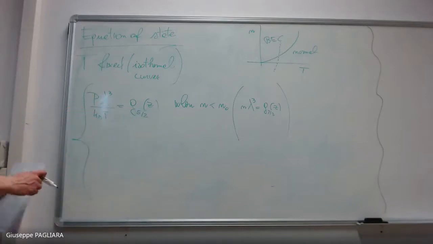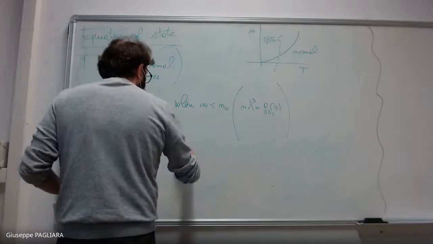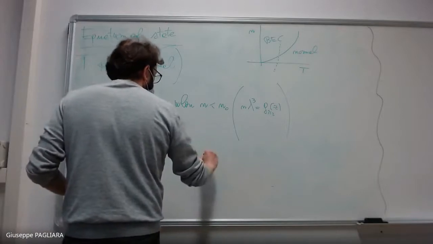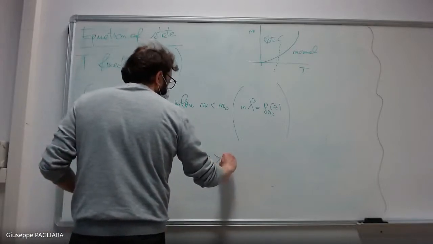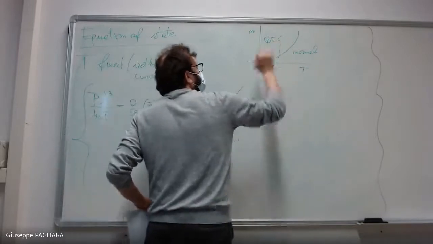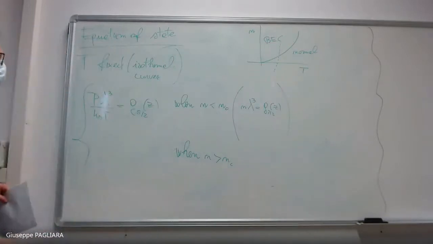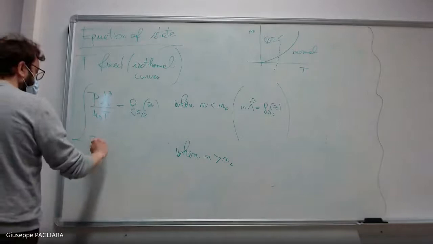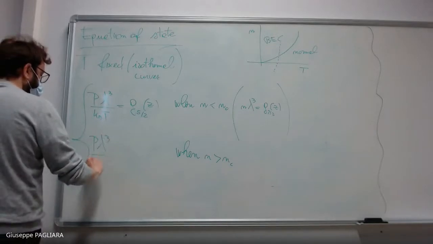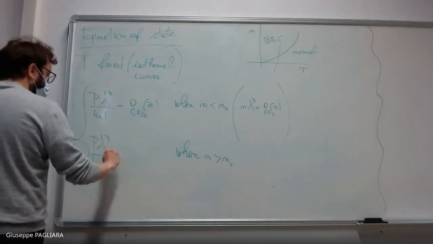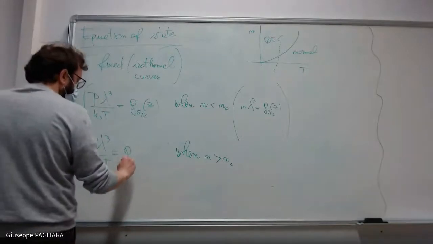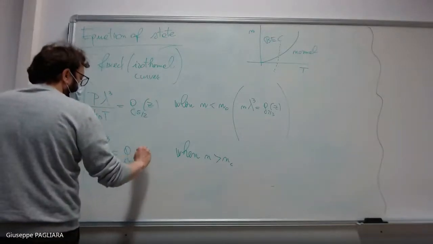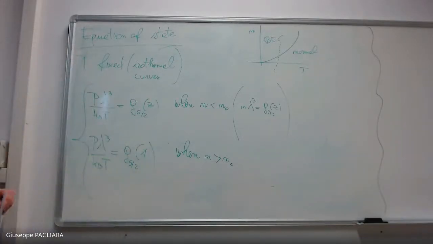Okay. What happens when n is larger than nc? So we are here now in the Bose-Einstein condensate. Now the P lambda cubed divided by KBT is equal to g_{5/2}(1) in this case. Okay.